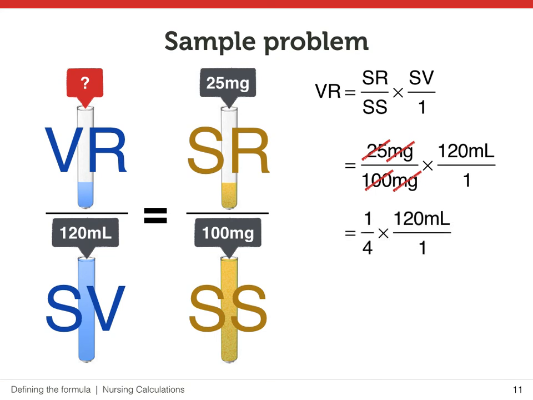There is your quarter. Now we want a quarter of the 120 mils. We can cancel the 4 with the 120. 4 goes into 120 30 times. The remaining unit is mils. The volume required is 30 mils.